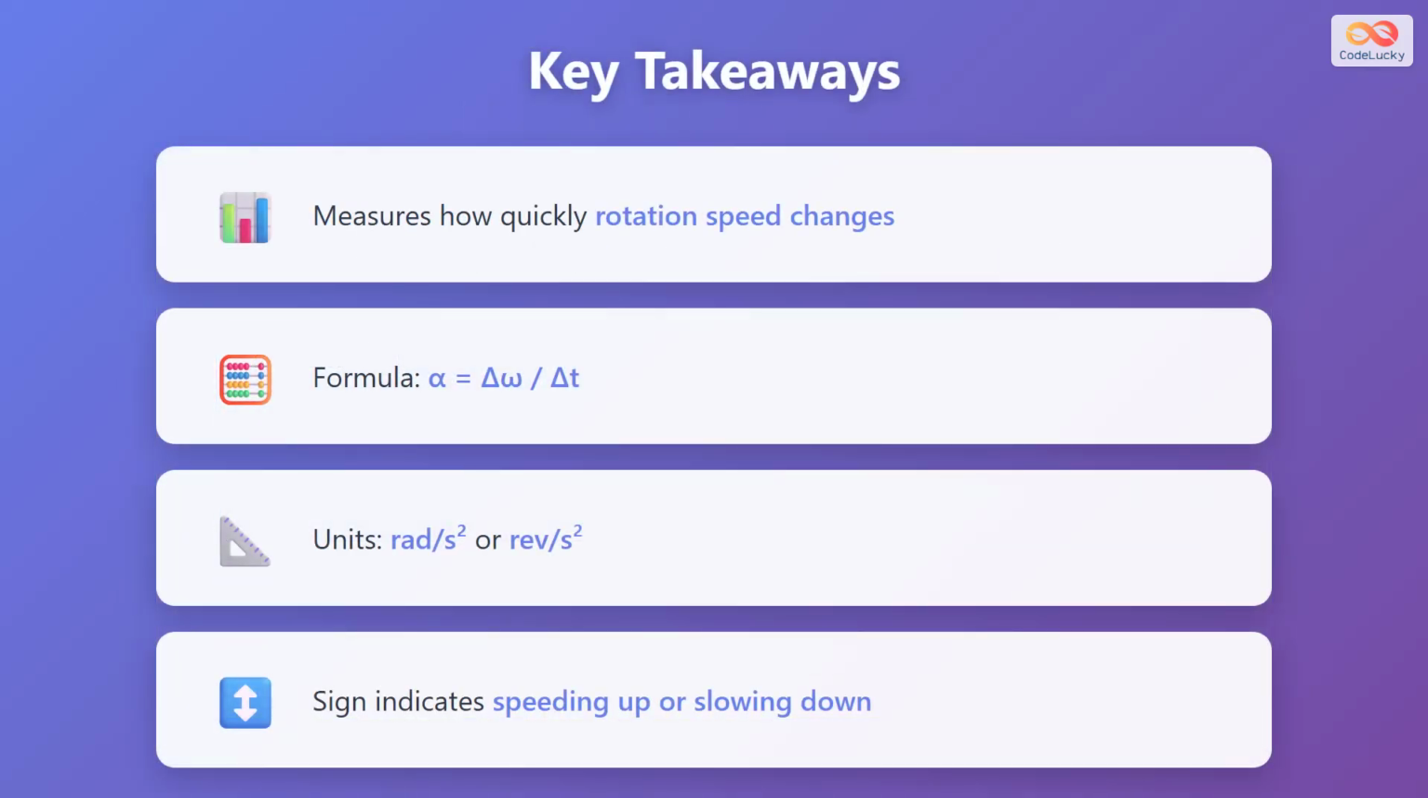To summarize, angular acceleration measures how quickly rotation speed changes. The formula is alpha equals delta omega over delta time. The units are radians per second squared or revolutions per second squared. And the sign indicates whether the rotation is speeding up or slowing down. Understanding angular acceleration is essential for analyzing rotational dynamics.